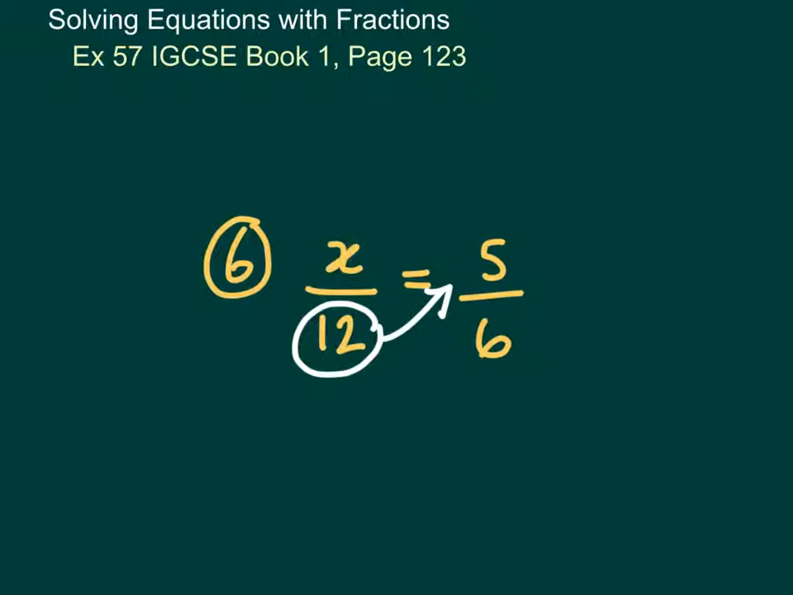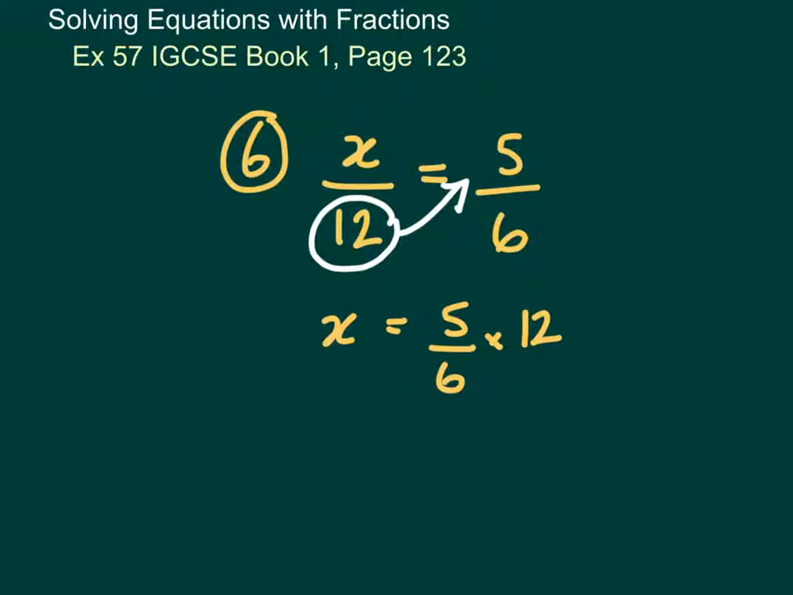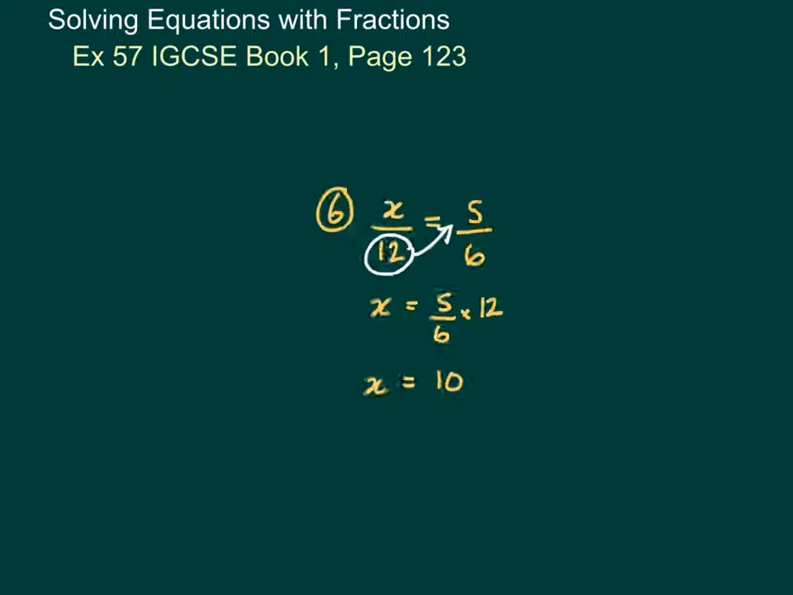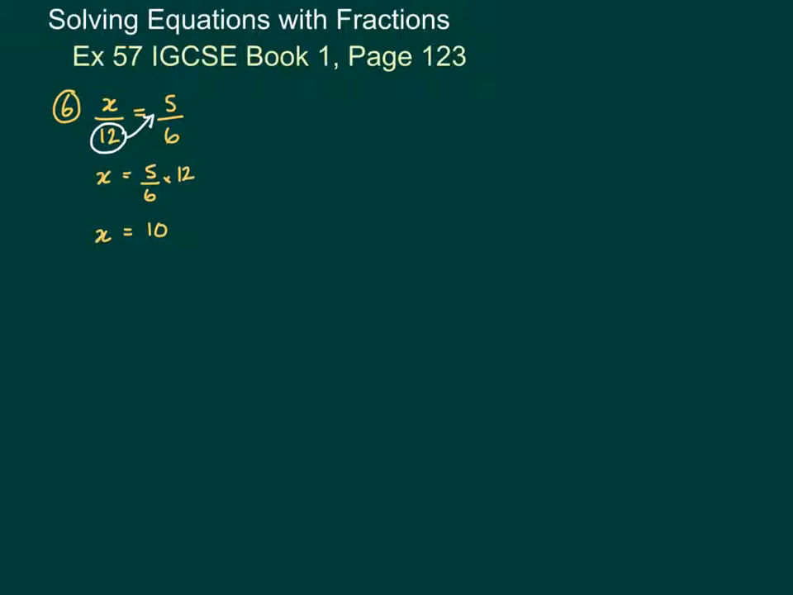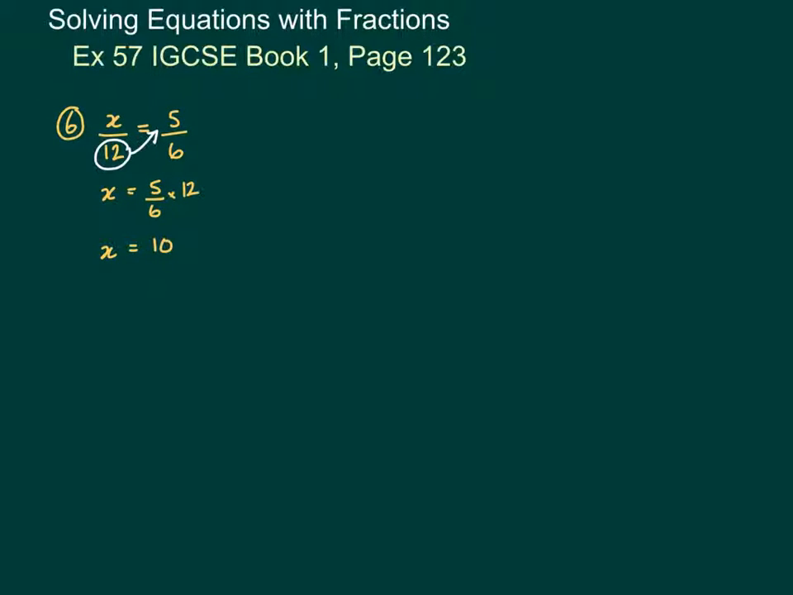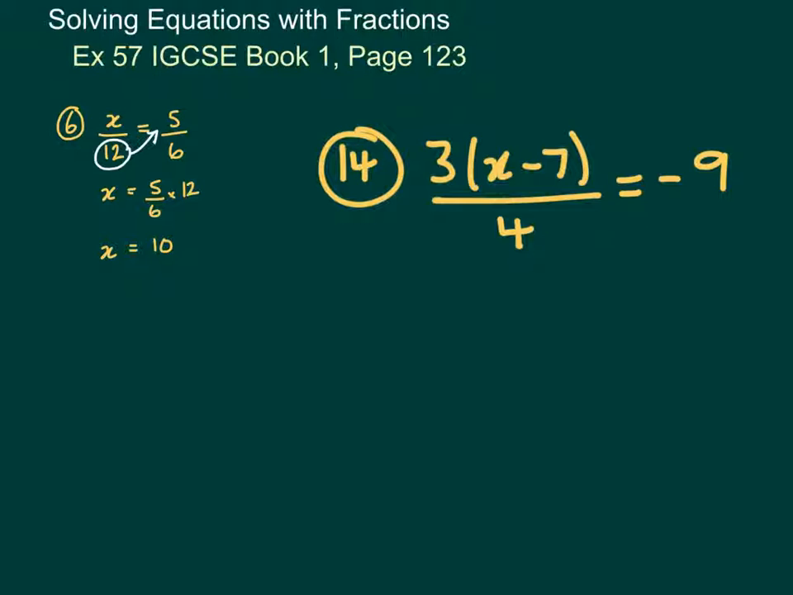so we're going to cross multiply that 12. Just dividing by 12 on the one side, so we can take that across and it's multiplied by 12. So we get 5/6 multiplied by 12, which is going to be 10. Alright, as simple as that. However complicated the questions get, it's just that same concept really, taking a step at a time.